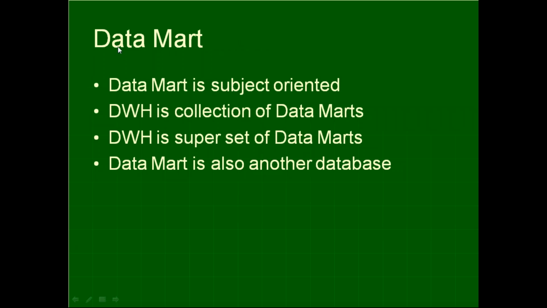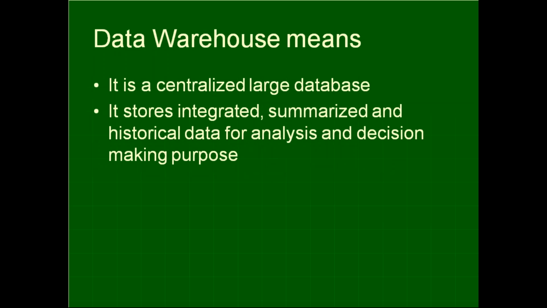Now, a data warehouse is also a database, a large database, and a data mart is also under database only. So be clear on this. Now, in simple words, let us understand. Data warehouse means it is a centralized large database. It stores integrated, summarized, and historical data for analysis and decision-making purposes. So if somebody is maintaining a data warehouse, they want to analyze the data and make decisions.